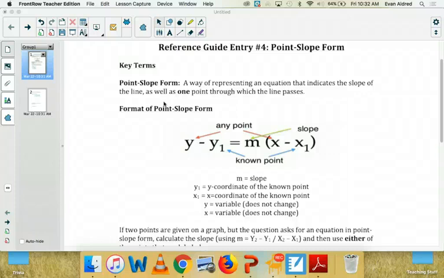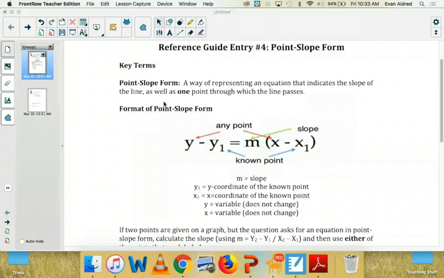The next reference guide we'll be looking at is reference guide 4 from Unit 6, and it deals with our second form for expressing the equation of a line, which is point-slope form. We talked at the beginning of reference guide 3 how there would be 3 forms we would be looking at for equations of a line. We've already talked about slope-intercept form. This is our second. It is point-slope form.